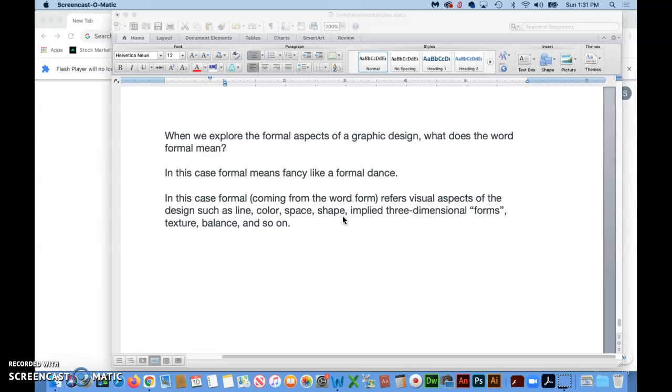And if you watch that video that I linked in the description of the assignment and mentioned in the last video, it will really help to explain these things, especially if you're not a graphic designer or graphic design student. So formal elements of design that we often mention when we're talking about design would be line, color, space, shape, implied three-dimensional forms, and there we go again with a word that has the same thing but means something different, texture, balance, and so on.